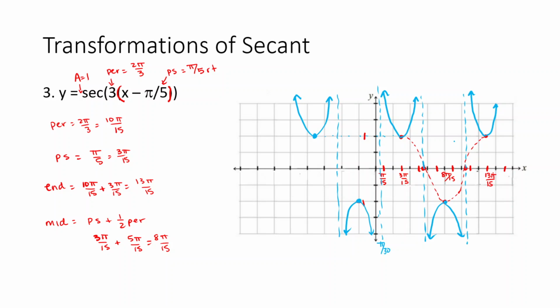Okay, so you can do it on its own, or you can draw the cosine first and then mark the asymptotes and flip it over, whichever way works. But the process is exactly the same. We find our period, we find our phase shift, we mark our start, we mark our end, and we mark our mid. So the process for all of these is the same.